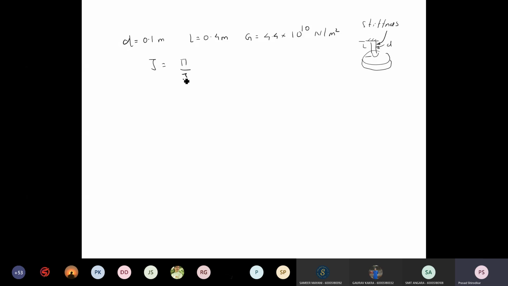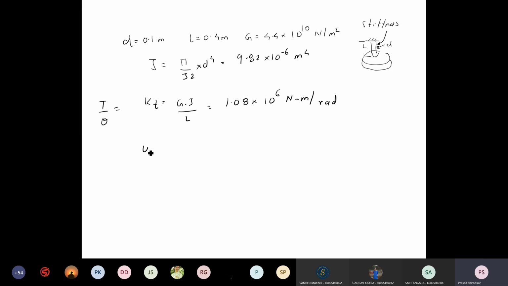So polar MI of the shaft is pi by 32 into D raised to 4, that is equal to 9.82 into 10 raised to minus 6 meter raised to 4. K torsional is G into J divided by L. This is T by theta, which is equal to K torsional, G into J by L. This is your equation from the strength of materials. Substitute all the values in the equation, so you get 1.08 into 10 raised to 6 Newton meter per radian.